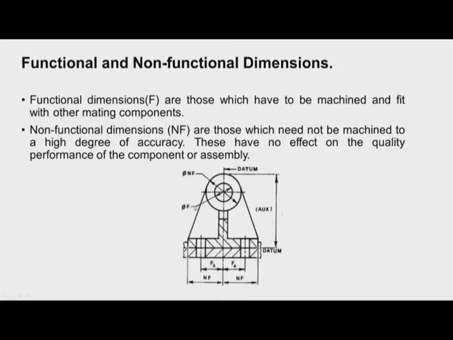In some places like say here, F is the functional dimension, wherein we have a bore in which some shaft will come and it may rotate in the bore or it may slide in the bore. In such cases we have to specify the tolerances with a lot of care.